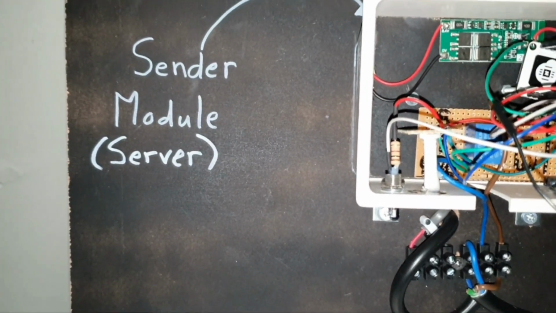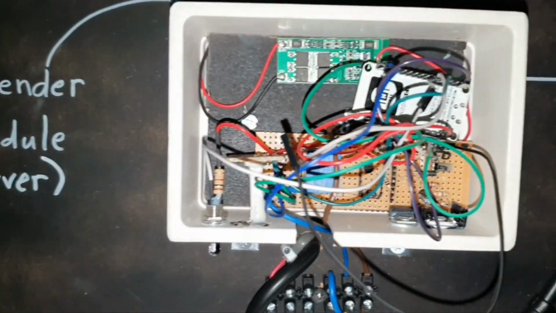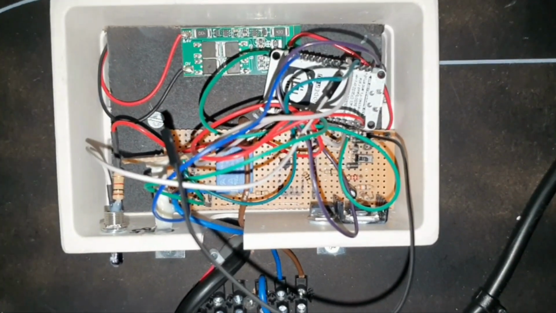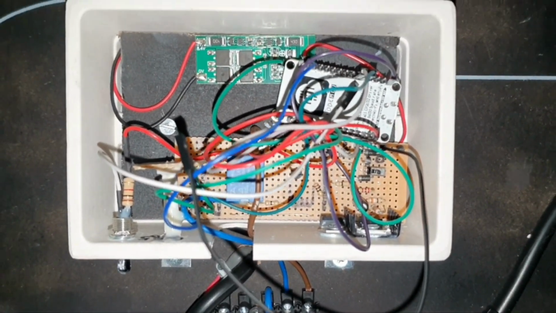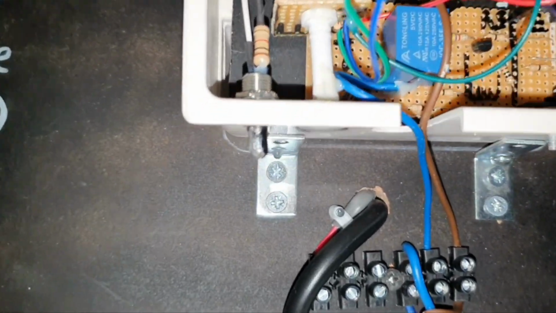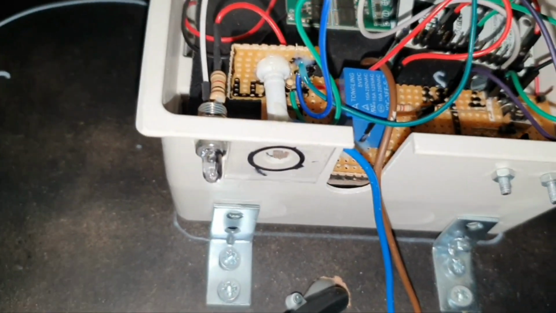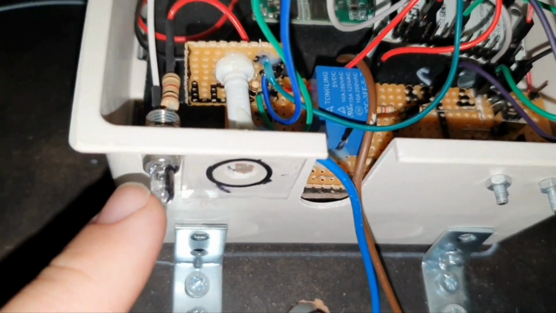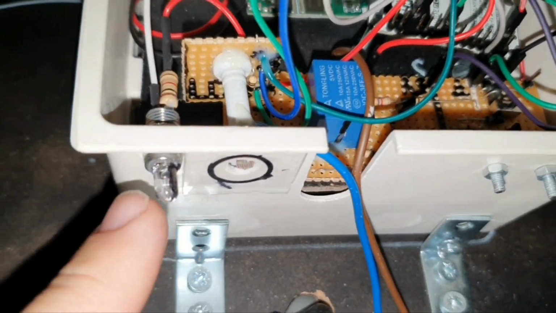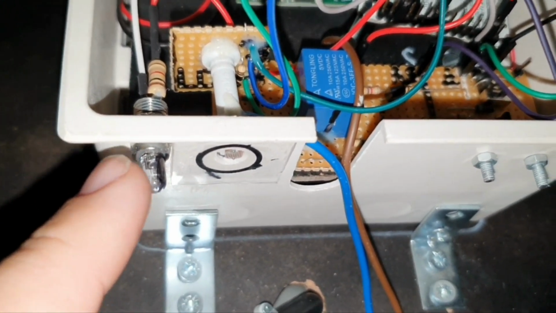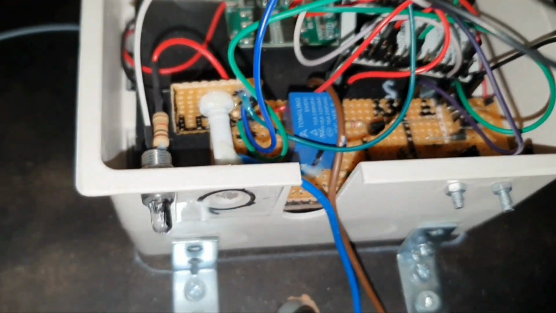So if we have a look at the sender module or the server, inside of this enclosure we have the following. So I will just start from the bottom. We will start with the sensors. So there is a status indication LED. This LED will be active when the street light should be on.